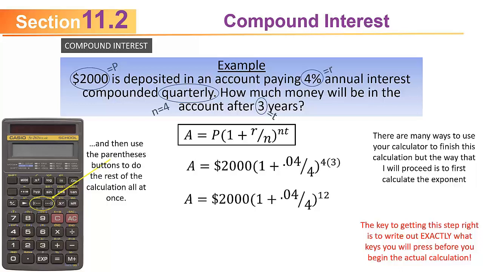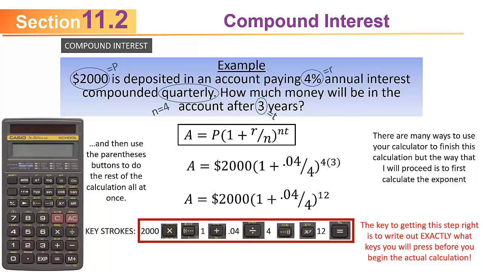How do you use it? Well, I would suggest that you actually write out what you're going to type in before you even start, to minimize the mistakes, and I think I can explain why that might be helpful. If you look at this problem, these are the keystrokes, and if you write them out before you even start typing them in, you're less likely to make mistakes. So for instance, the first thing I'm going to do is enter 2,000.